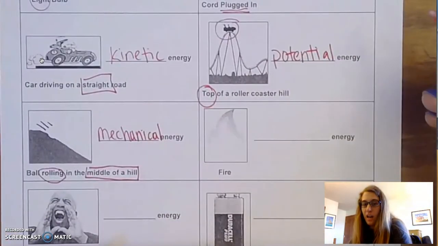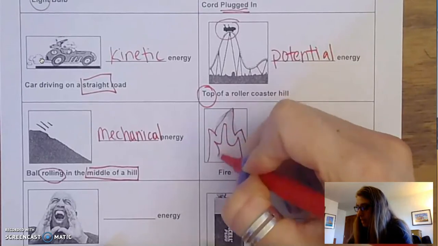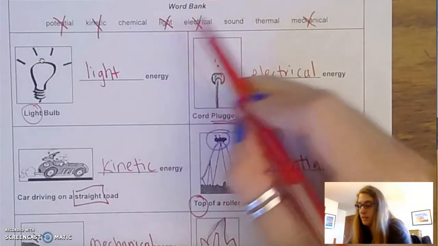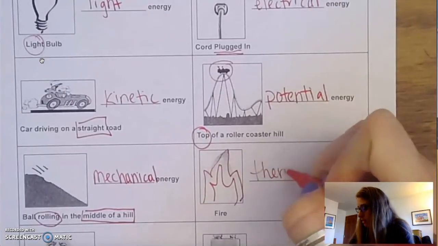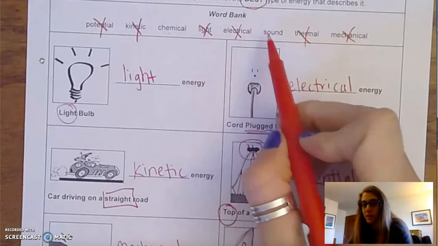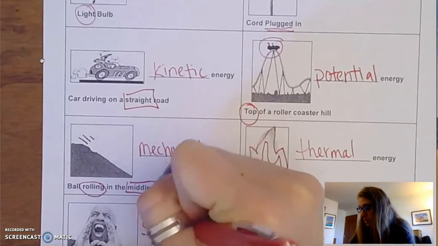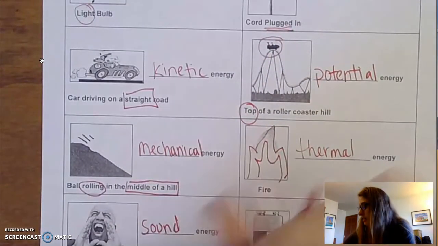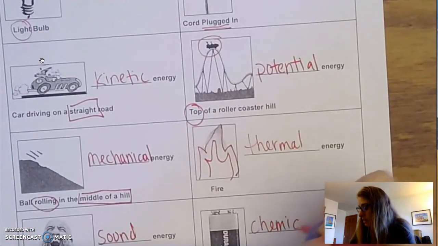Right, fire. Ooh, fire with not a very good picture. Fire. Is fire chemical, sound, or thermal? Mostly, it is thermal. Yelling. Which one is yelling? Yelling, yelling, yelling. We either have chemical or sound left. Hopefully, you know that that one is sound. And last but not least, you have a battery. And we know that battery and food are both chemical.